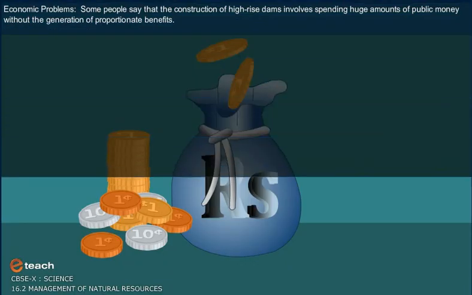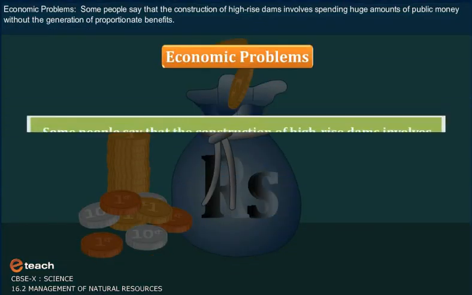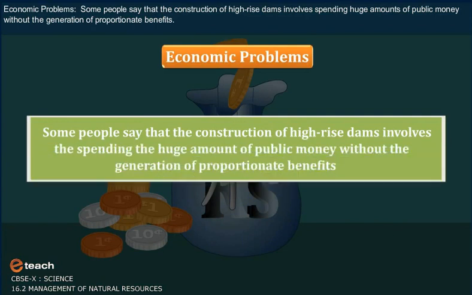Economic problems. Some people say that the construction of high-rise dams involves the spending of a huge amount of public money without the generation of proportionate benefits.